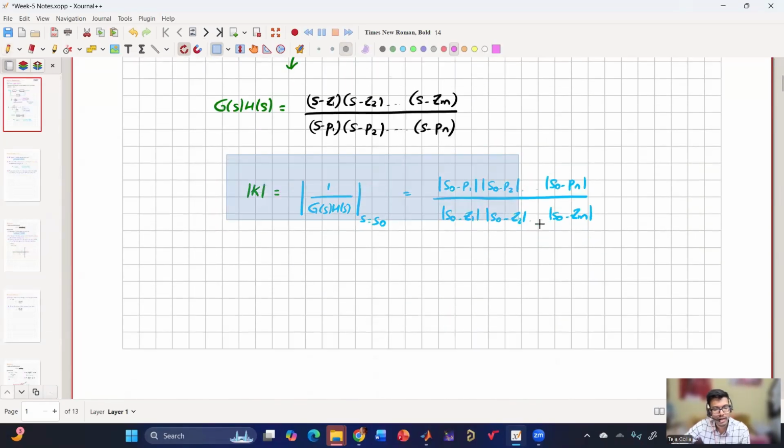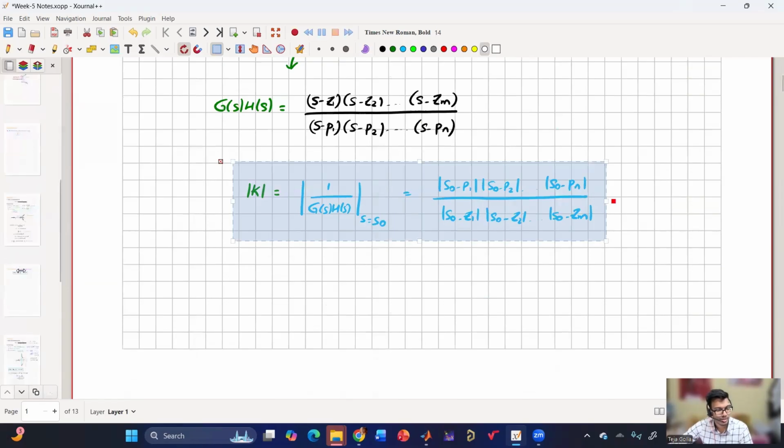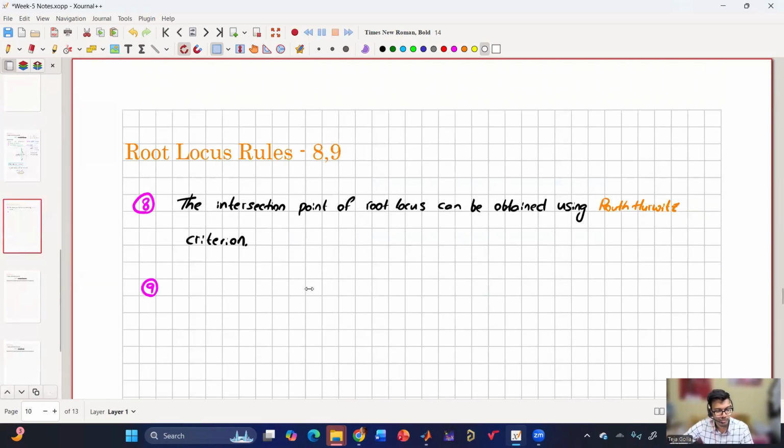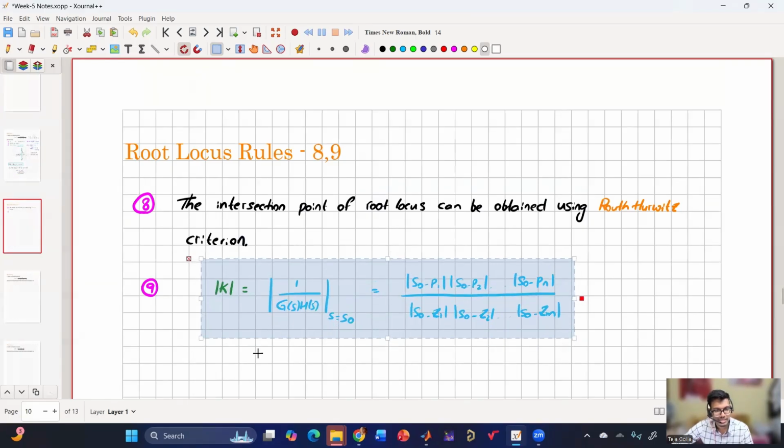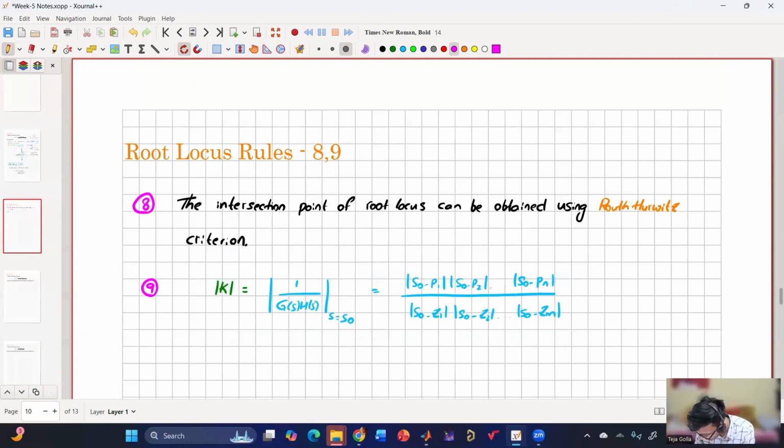This is basically rule number 9, which we have already discussed at the beginning. So we have added two more points. One is when it is intersecting that point, which is the intersection point of the root locus and the imaginary axis. So why is this important? Because once it crosses the imaginary axis, it is entering the RHP, which means it is unstable. So we are checking the boundary for stability.